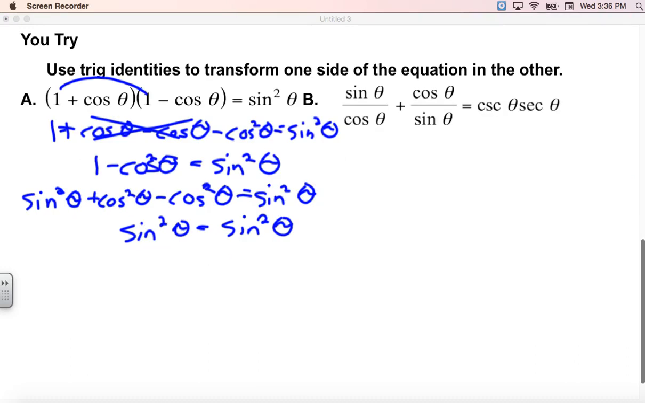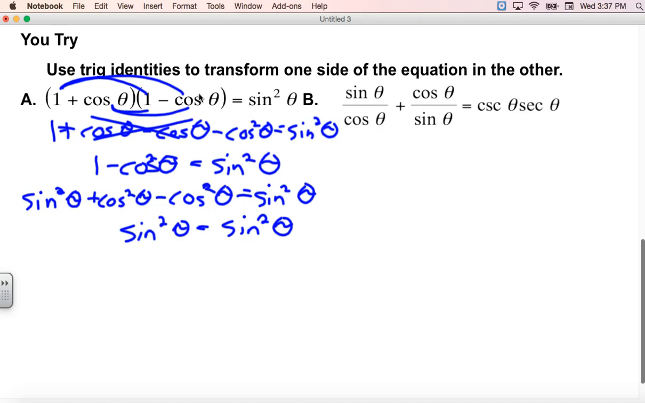All right, so on this first one, of course, you need to distribute. So we go ahead and take care of the distributing. And whenever we do that, we get cosine theta and minus cosine theta that cancel. So on the left, we just have 1 minus cosine squared equals sine squared. So it's pretty obvious which identity we need to use from here. It's the one that has sine squared and cosine squared in it, one of our Pythagorean identities.